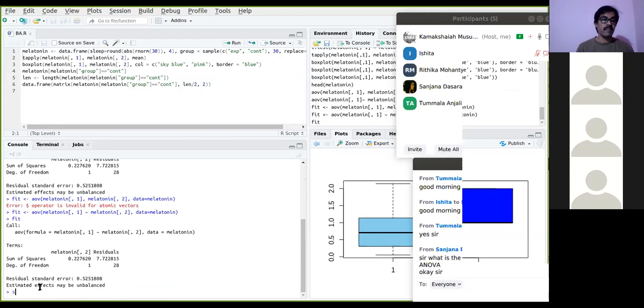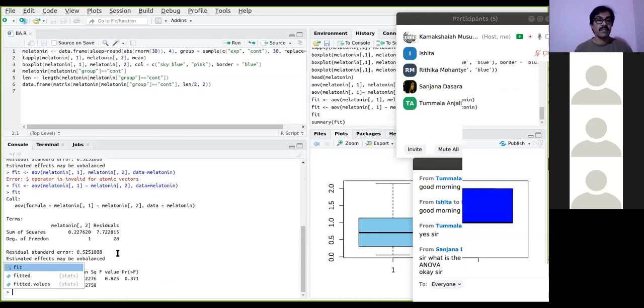Now with summary, we'll get the ANOVA table. If you want to get the ANOVA table, you have to use summary of fit. You see, it is exactly like an ANOVA table. You have between, within, the residuals are within. Between sum of squares, SSB, SSW, degrees of freedom, and then mean squares, which is nothing but 0.228 divided by 1, that is the mean square, and 7.723 divided by 28, that is 0.27.